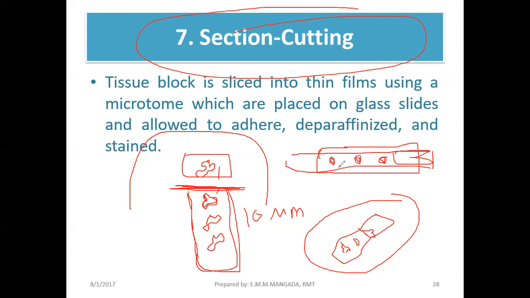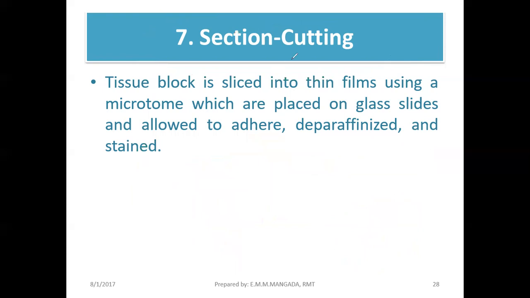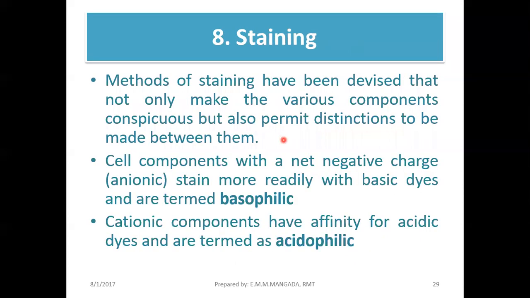Kasi yung paraffin wax natin, it's immiscible with your stain. So, hindi mo ma-stain yung tissue kung hindi mo i-melt yung paraffin wax. Okay, you have to take note, in-infiltrate mo si tissue. Other than that, you've embedded it with paraffin. Okay, so you have to remove the paraffin. That's by placing it in the oven. Okay, so after section cutting, you're now ready to stain your tissue.